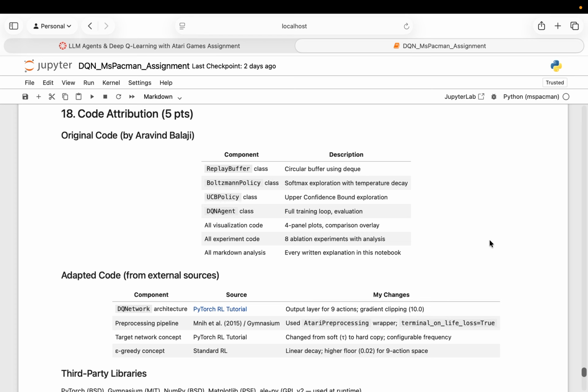All 18 rubric questions are answered inline in this notebook, plus a separate documentation file with detailed written answers has also been submitted on Canvas.